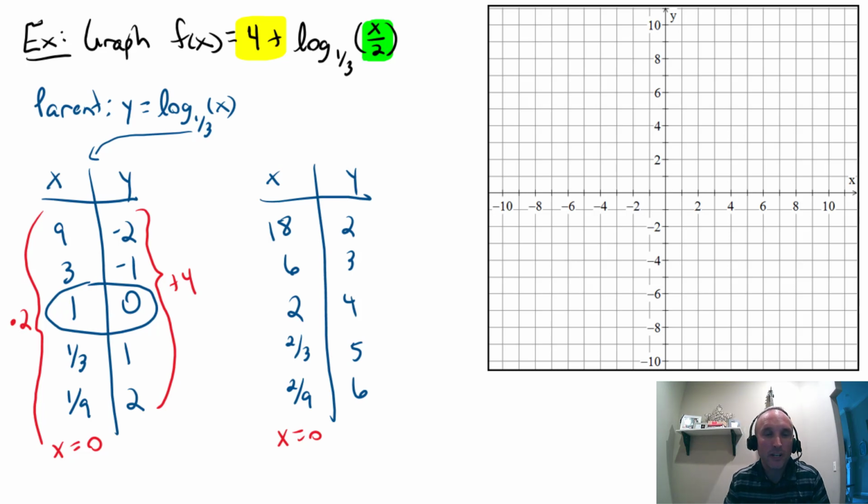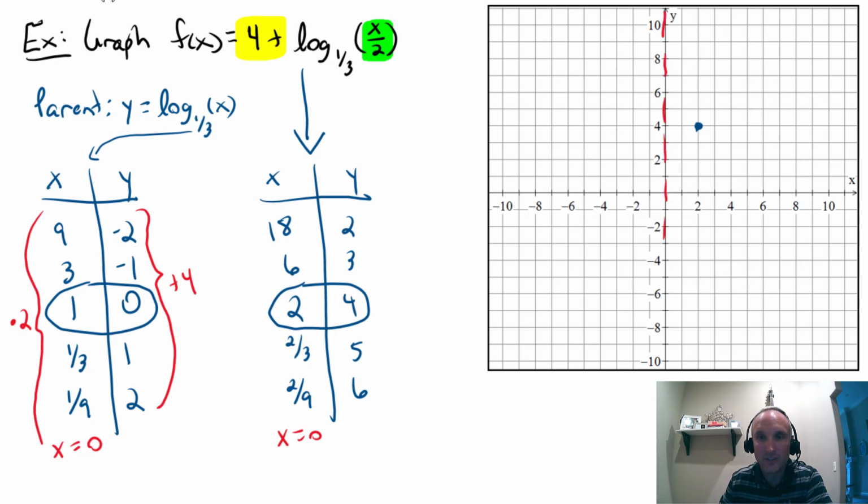So I multiplied all the x values by 2. I added 4 to all the y values. My reference point is now (2, 4). My asymptote is x equals 0. And that's my final xy table. So let's plot it out. Reference point is (2, 4). And my asymptote is at x equals 0.